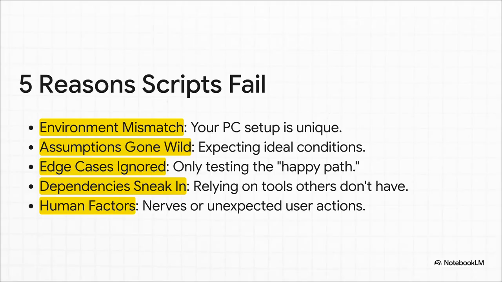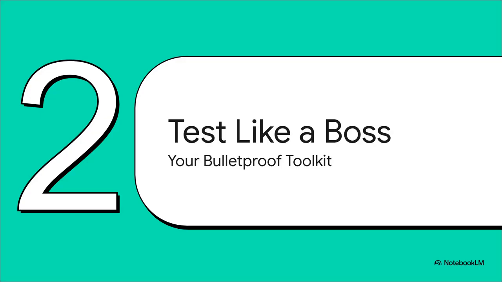So yeah, these are the usual suspects. We already talked about environment mismatch, but what about assumptions gone wild? Like your script uses a command to download a file, and you just assume everyone has a fast internet connection. But on their spotty Wi-Fi, it times out. Boom, script broken. Or dependencies sneak in. That's a sneaky one. Your script relies on some awesome custom library that you totally forgot to include. Or even worse, it's written in AHK v2 and they're still running v1. Game over.